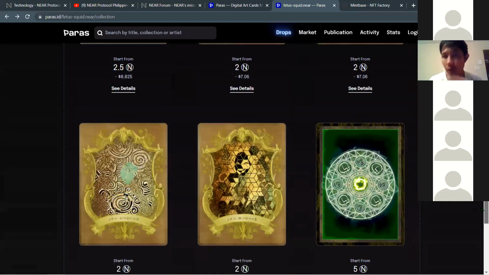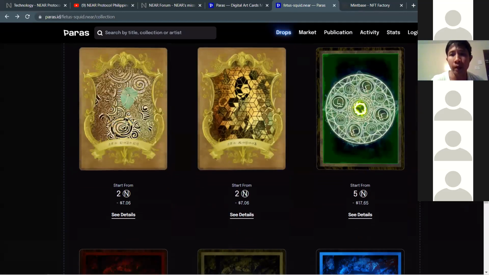If you don't mind, you can close your share screen for now.